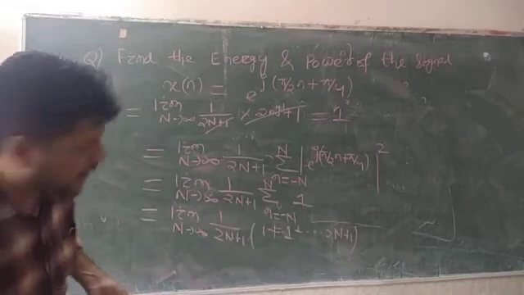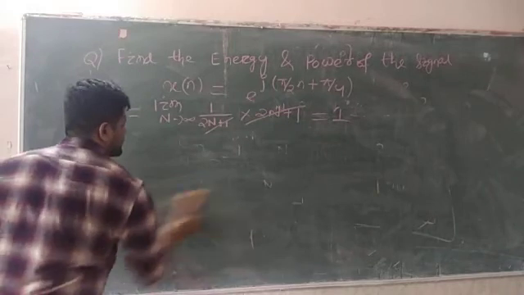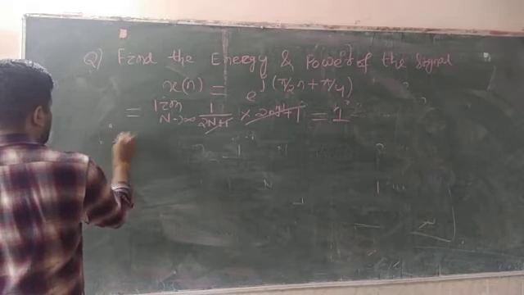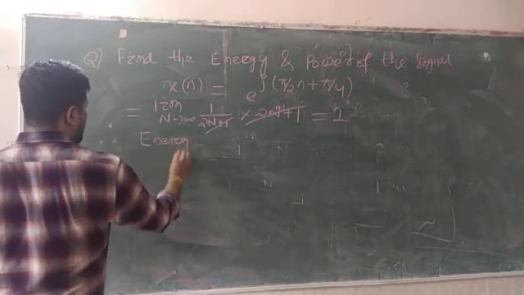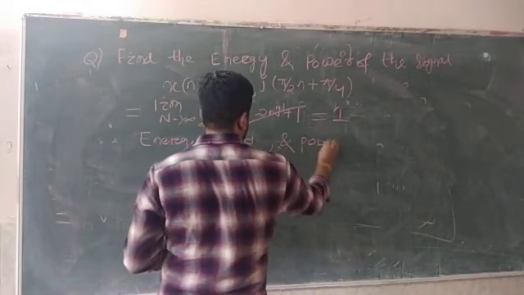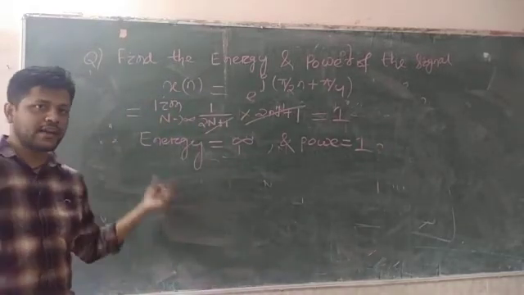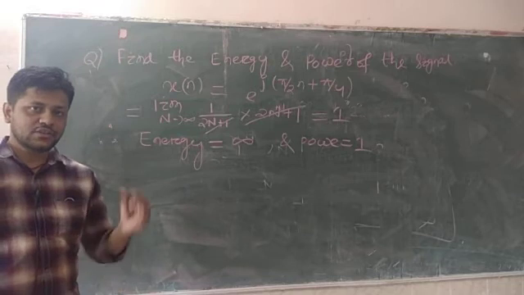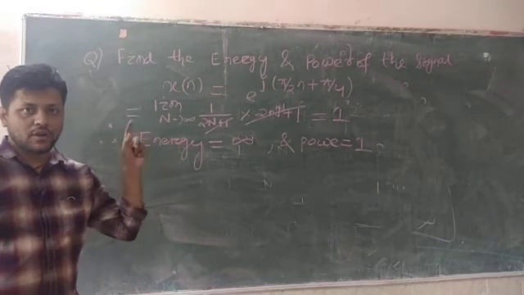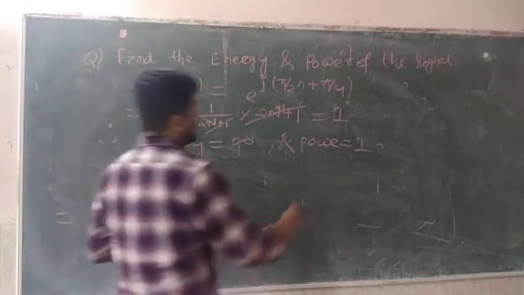Hence, the power is 1 and energy is infinite. Hence, for this signal, energy is infinite and power is finite, and is 1. So I have already told you that if power is finite and energy is infinite, what type of signal is this? So always remember the complex exponential signal is always a power signal, because for complex exponential signal the energy is infinite but power is finite.